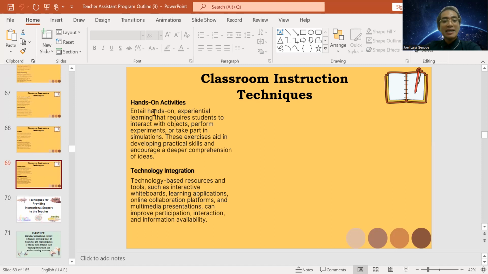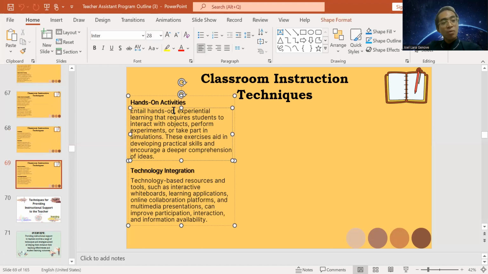Hands-on activities entails hands-on experiential learning that requires students to interact with objects, perform experiments, or take part in simulations. These exercises aid in developing practical skills and encourage a deeper comprehension of ideas. Hands-on activities. What are your hands-on activities?